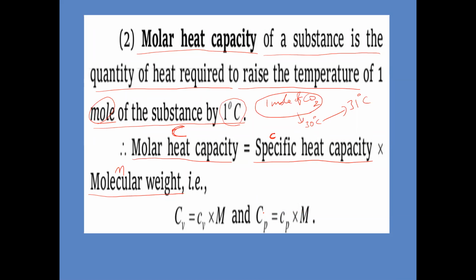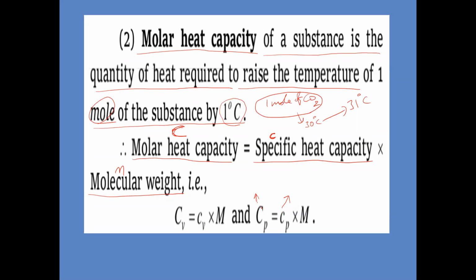The only thing you have to remember, without confusing, is that capital C is molar heat capacity and small c is specific heat capacity. Here, capital C means the heat required to raise the temperature of 1 mole by 1 degree. And small c is the heat required to raise the temperature of 1 gram of the same substance through 1 degree Celsius.